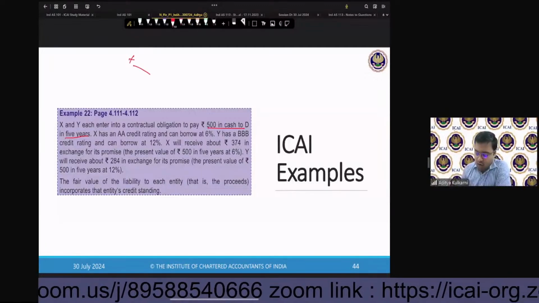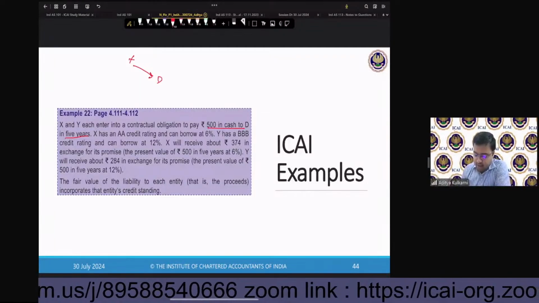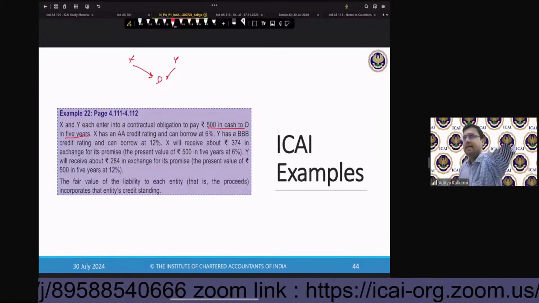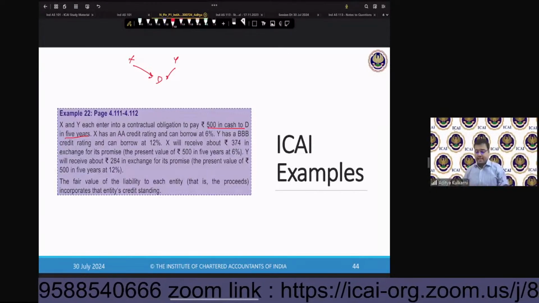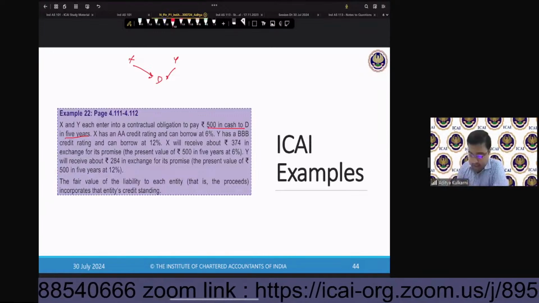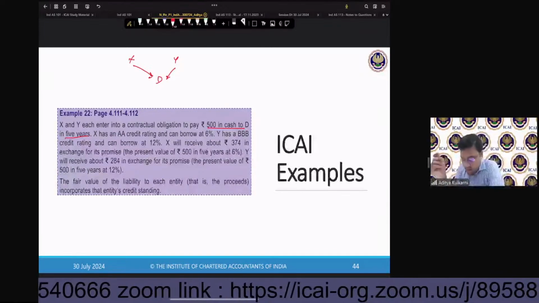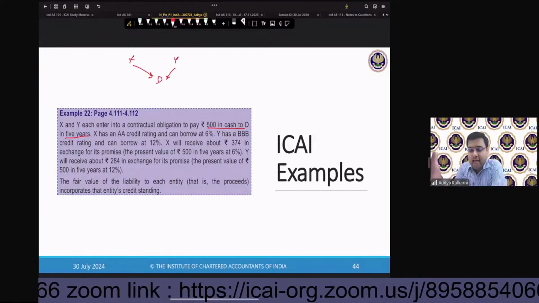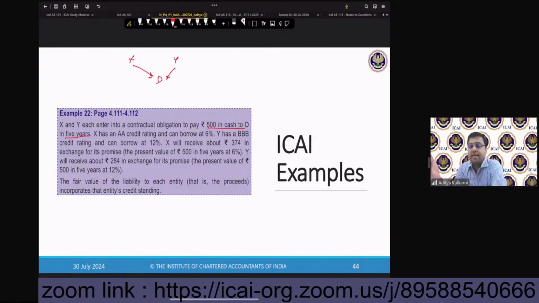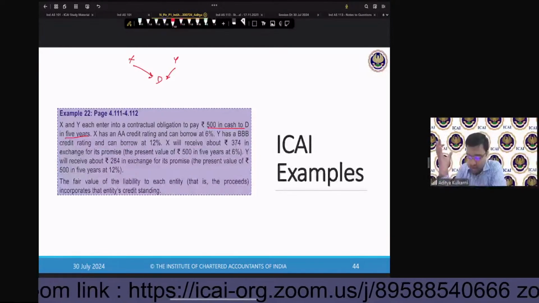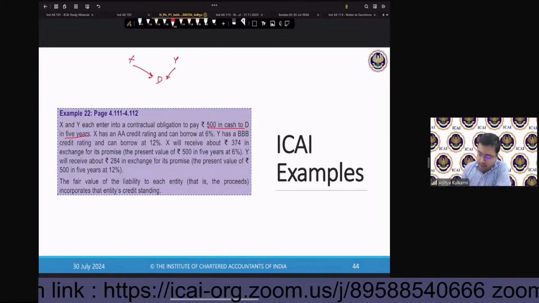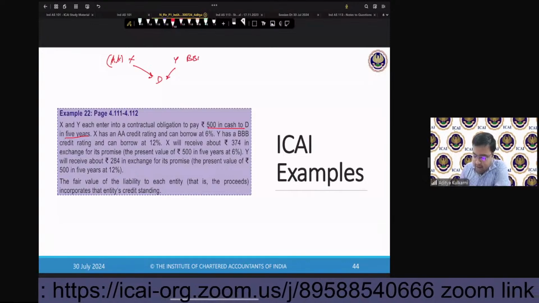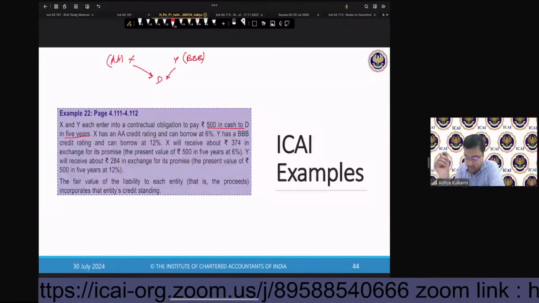So X has to pay money to D and Y also has to pay money to D. Both of them have a liability, and now we are doing fair valuation of that liability. X has a double A credit rating, whereas Y has a triple B credit rating.